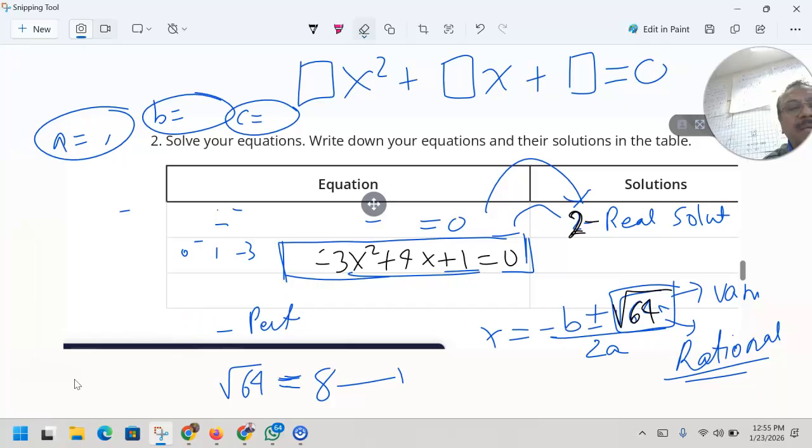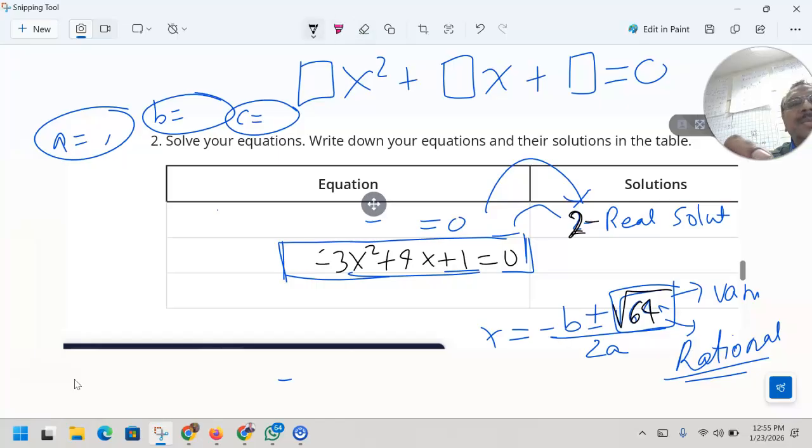So let's see what Excel gave us. For the problem that Excel put, you have to be careful here. A is minus 3. So this is minus 3. B is positive 4. And C is plus 1. So the first step is to figure out what A, B, and C are.